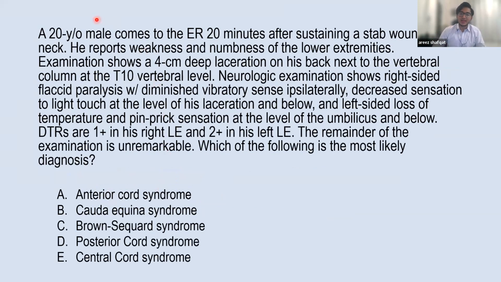Now, this is another question. A 20-year-old male comes to the ER after sustaining a stab wound. He has weakness and numbness of the lower extremities. There is a laceration on his back next to the vertebral column at T10. Now, right-sided flaccid paralysis with diminished vibratory sense ipsilaterally, right? So you guys don't need me to read the scenario. So this guy has Brown-Séquard syndrome.